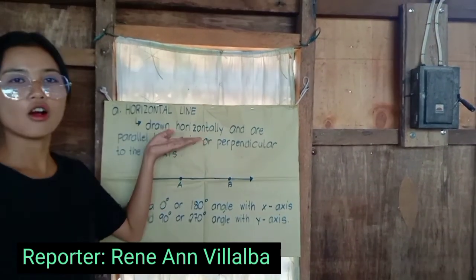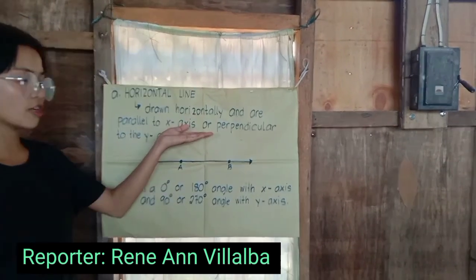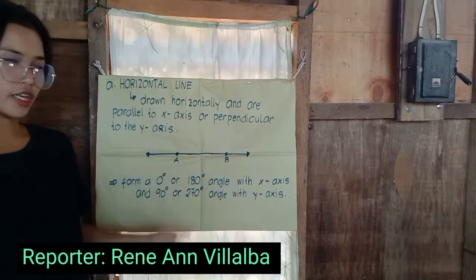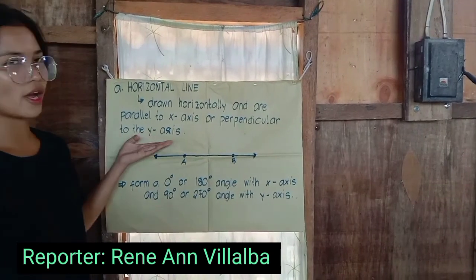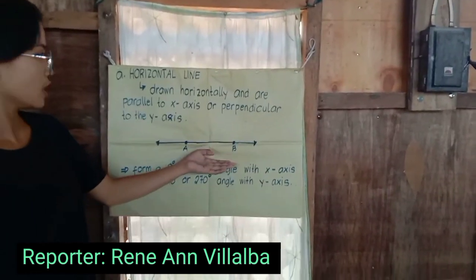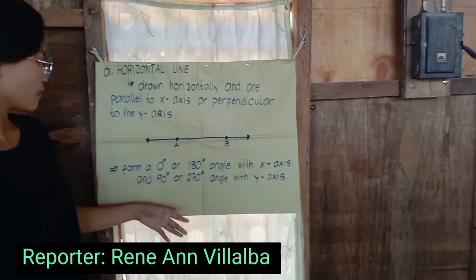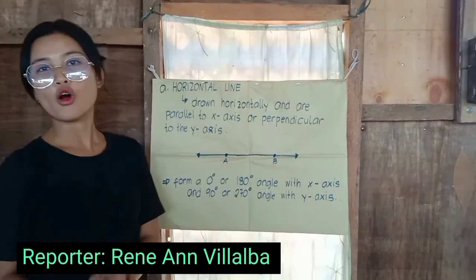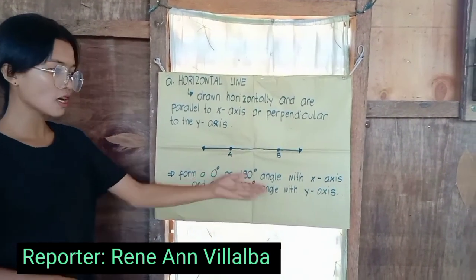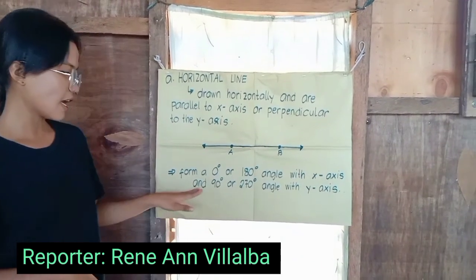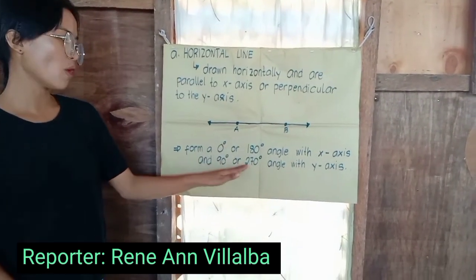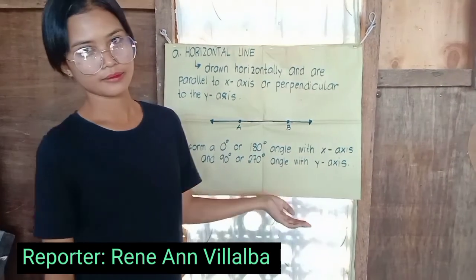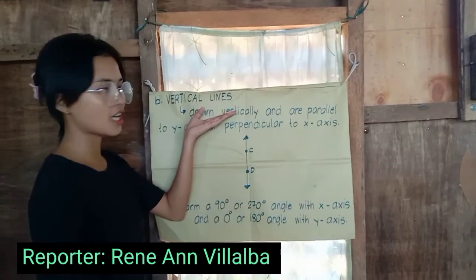So first, horizontal line. Drawn horizontally and parallel to the x-axis or perpendicular to the y-axis. So this is the figure of a horizontal line. A horizontal line forms a 0 degree or 180 degree angle with the x-axis and a 90 degree or 270 degree angle with the y-axis.